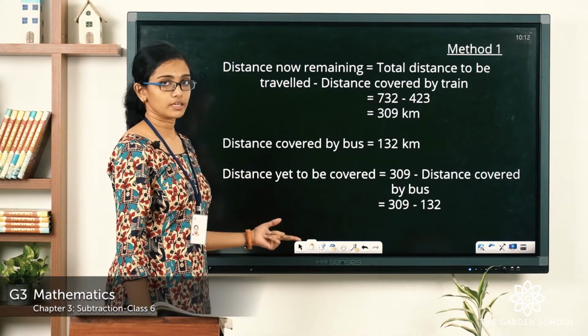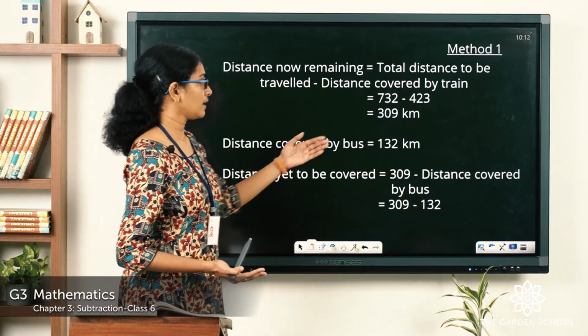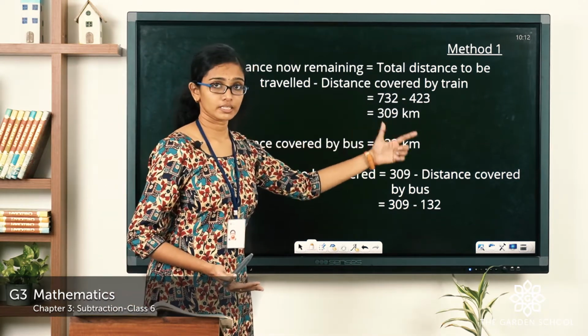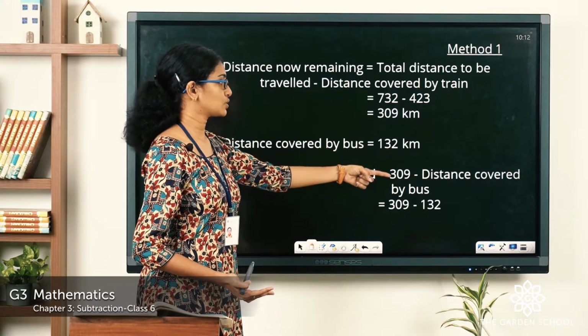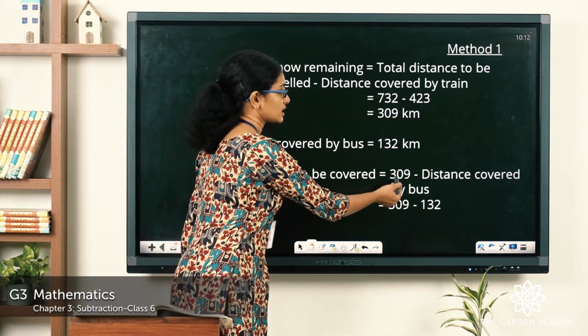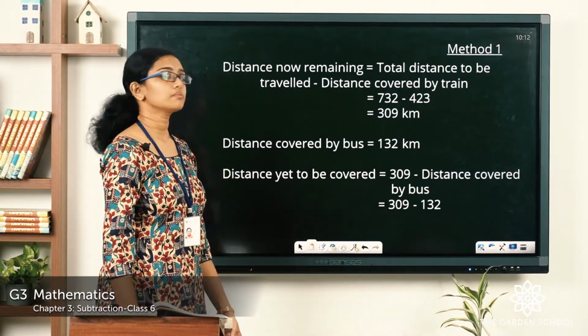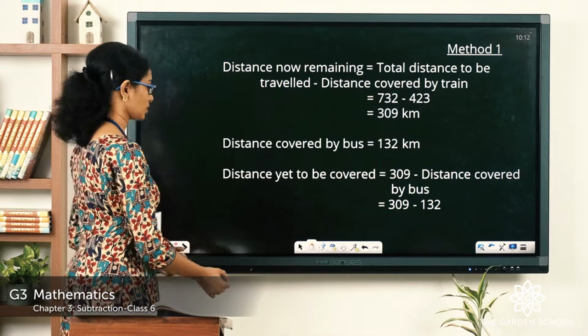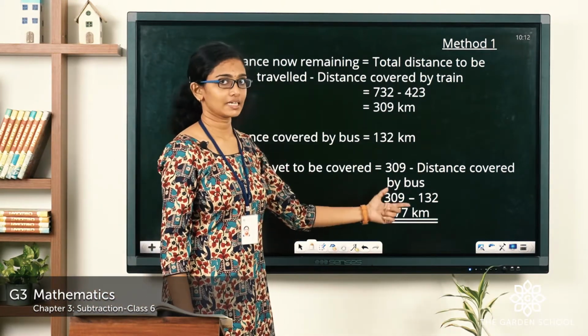So distance yet to be covered. How much distance is left? How do we find that? We have total 309 kilometers left. Out of it, he traveled 132 kilometers by bus. So 309 minus the distance covered by bus gives us 309 minus 132. So that is equal to 177 kilometers.